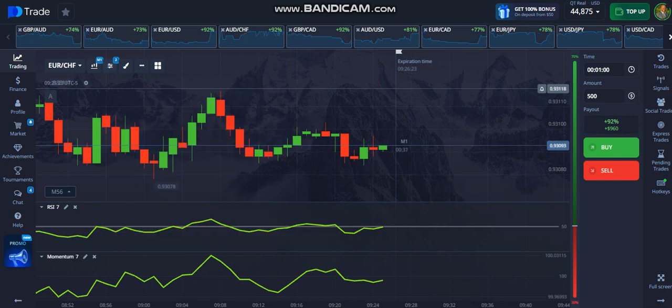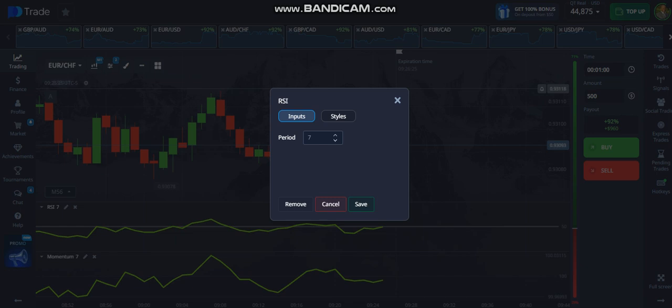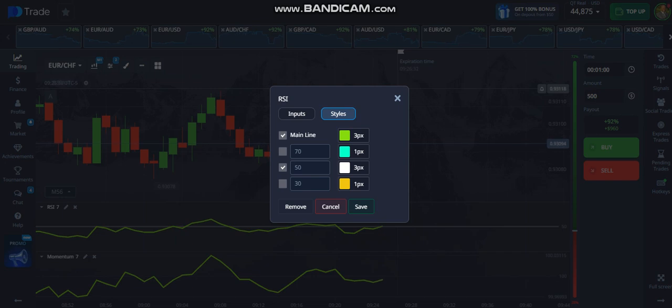Okay. So when we go to the indicator settings for the RSI here, I have the period set to 7. And in my style settings, I've disabled the 70 and the 30 line here. So I won't be using them. We don't need them. I've only enabled the 50 line and the main line here. 50 line, I've set the color to white, 3 pixels. And the main line here, green, 3 pixels.